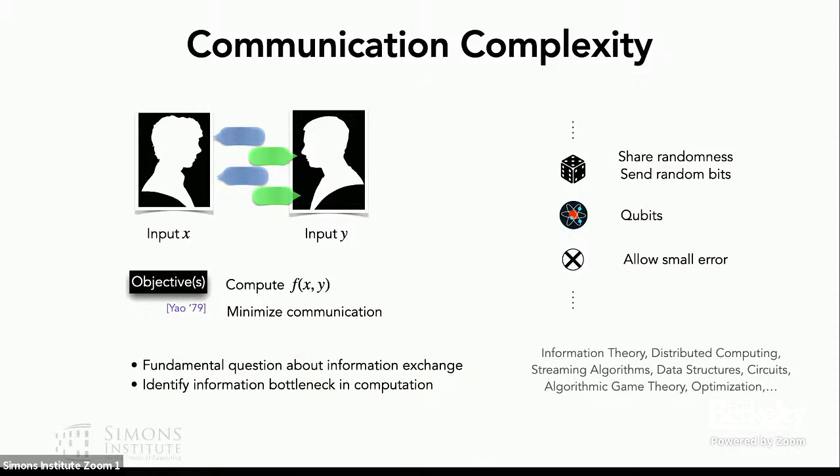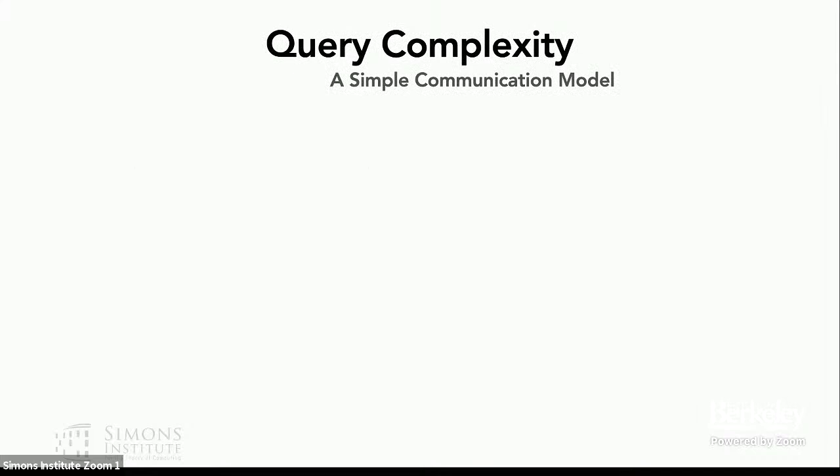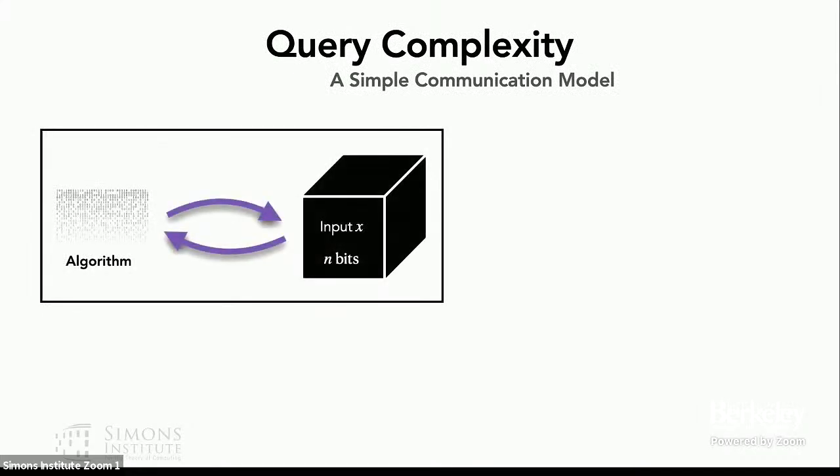So in this talk, I'll touch on query complexity mostly, which is a subfield of communication complexity. I personally think of it as a very simple communication model. It is very useful for analyzing certain types of algorithms, and these are query algorithms. Here, the algorithm gets the input as a black box, and it can make queries to the input, and the black box gives the answer of the query. Again, the objective is to compute some function of the input and to minimize the number of queries simultaneously.